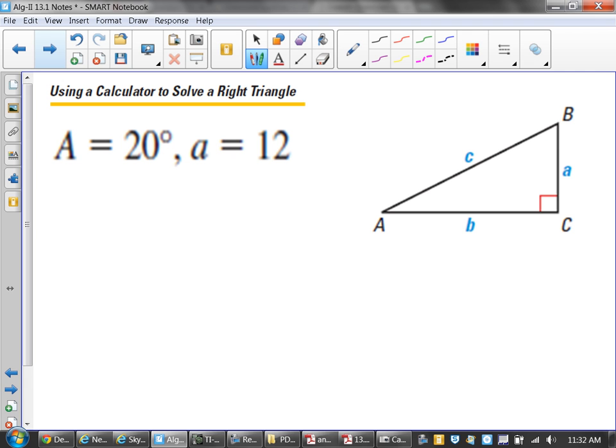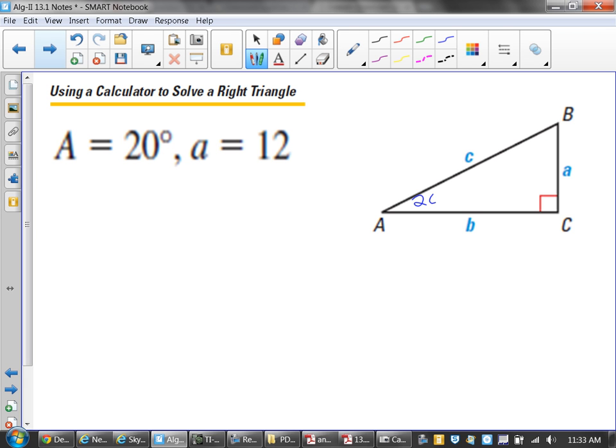Now, one of those things you're going to know right away because it's a right triangle: you know you have a 90-degree angle. Do you agree? All right, so that means how many things do you have to start figuring out? Five.